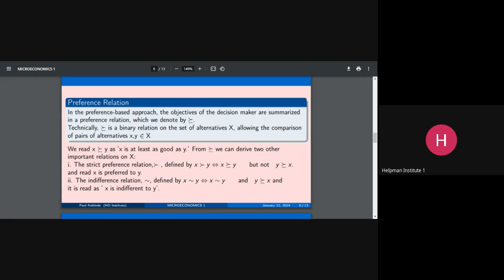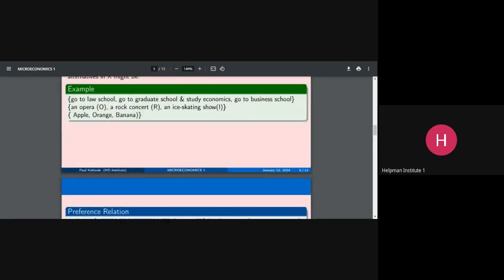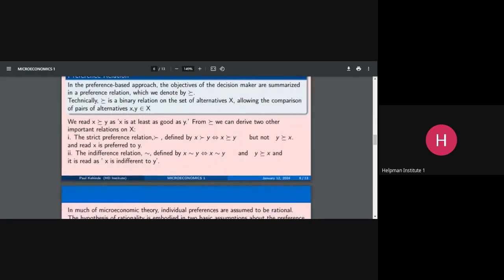Now, X and Y could be anything. X could be like what we have in the example earlier: X can be going to law school, and Y could be going to graduate school to study economics. We want to look at their relationship. That is how we relate them together.